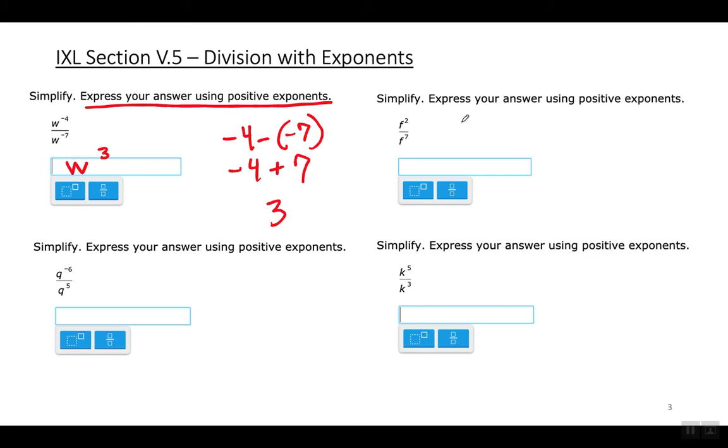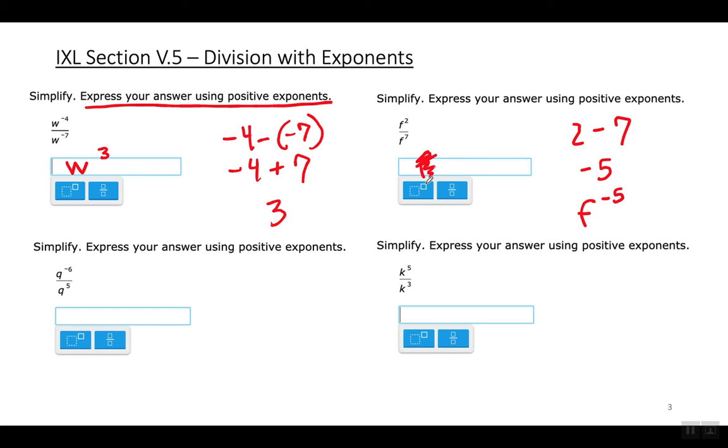All right, over here, I got to subtract. I'm going to keep my f and my exponents. I'm going to subtract them. So 2 minus 7 gives me negative 5. Okay, so this one, let's talk about this one a second. So my answer is f to the negative 5.